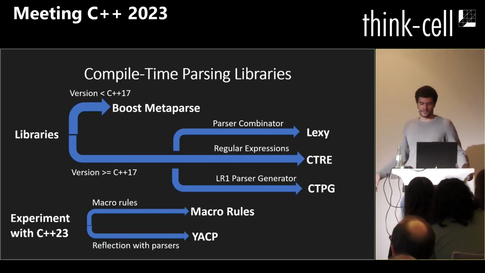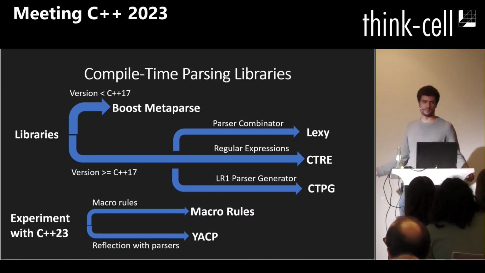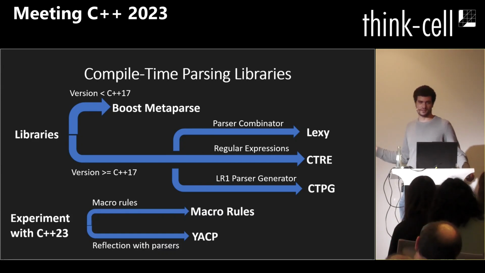So which compile time library should you choose? If you are using a C++ version before C++17, then your only option is to use Boost MetaParse. If you are using C++17 and above, then it depends on how you prefer to write your parsers. If you prefer to create them by using parser combinators, use Lexy. If you prefer to generate them from an LR1 grammar, use CTPG. And if regular expressions suit your use case, then use CTRE.